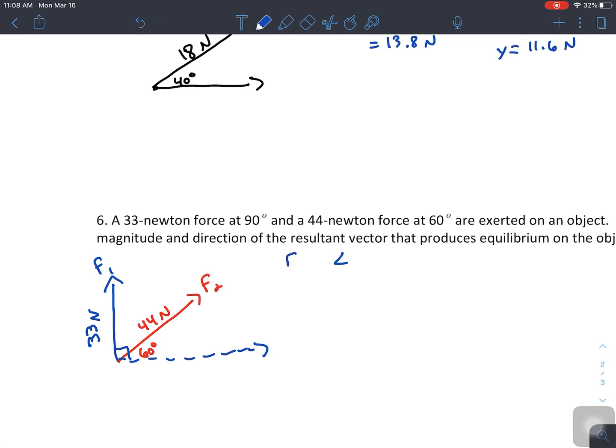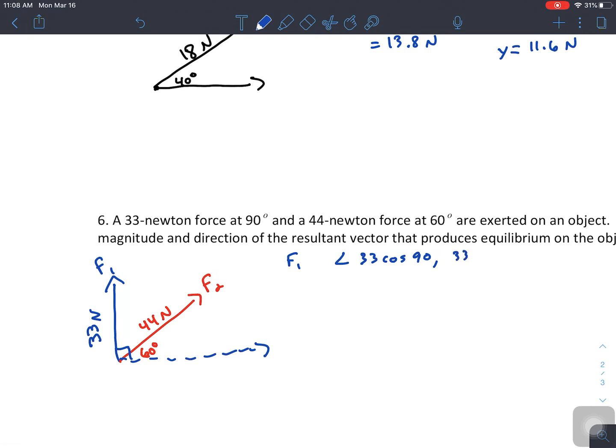So let's go ahead and calculate force 1. Okay, so force 1 of this is 33 cosine of 90, then 33 sine of 90. Go through, we calculate that, put in your calculator. 0 and 33. Again, now's a great time to possibly pause this, calculate force 2, restart it, see if you got the same numbers.